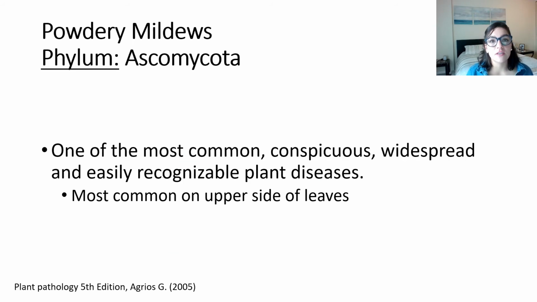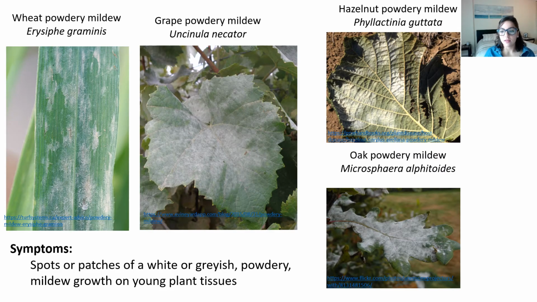Now we're going to study the powdery mildews, and the fungi that causes this disease belong to the phylum Ascomycota. These are one of the most common, conspicuous, widespread, and easily recognizable plant diseases, and they are usually easy to observe in the upper side of the leaves. How do we see this? Here we have some photographs of the typical symptoms of powdery mildew. Which are the symptoms? Are usually spots or patches of white or grayish powdery mildew growth. They usually begin on young plant tissues.